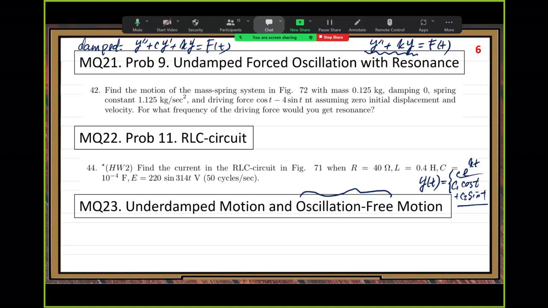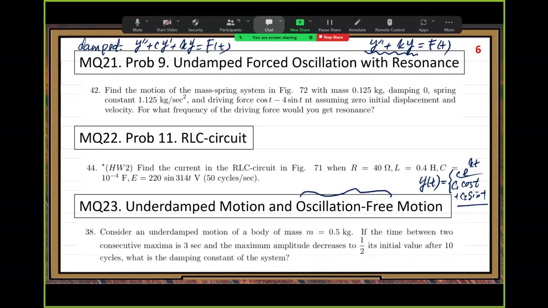But there is a critical line between these two types. That line is the discriminant equals 0 line. Critical damping, that line. So we need to calculate that line. Above that line, oscillation free. Below that line, oscillation. So these two are closely related, but under different names. Here I give you two sample questions. In our exercise question sets, we have two examples.